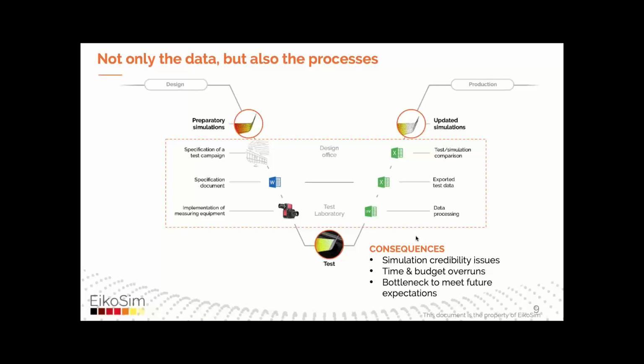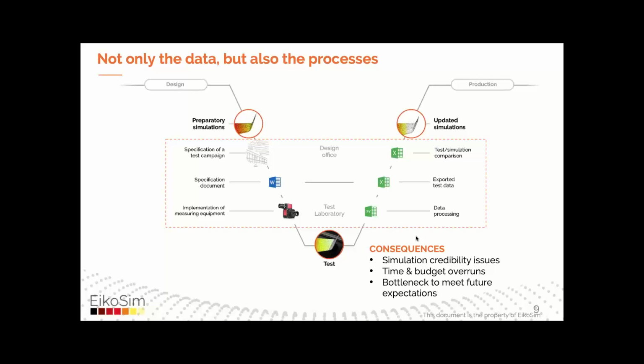And this brings a lot of simulation credibility issues, because simulation cannot be improved as much as it should be, and obviously it leads to time overruns, because people are going back and forth between test and simulation and don't always have all of the necessary data at the right place, which is a clear bottleneck in order to make sure that the part is developed in a shorter time. And this is what we're trying to do at EikoSim.